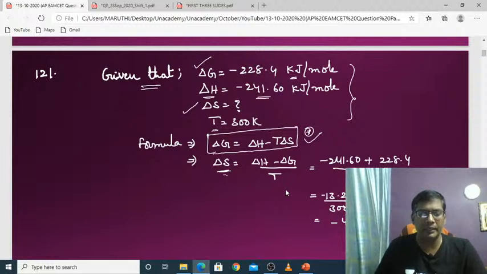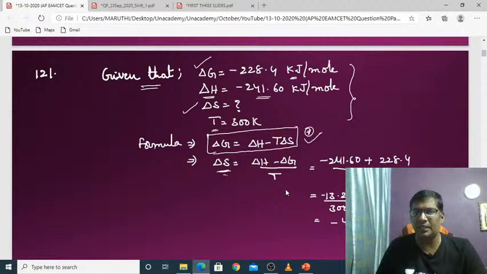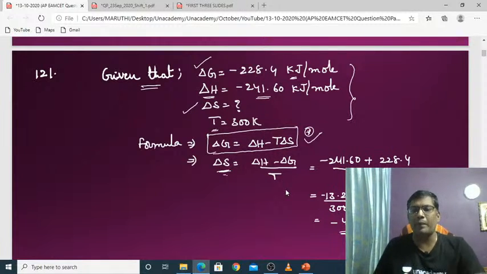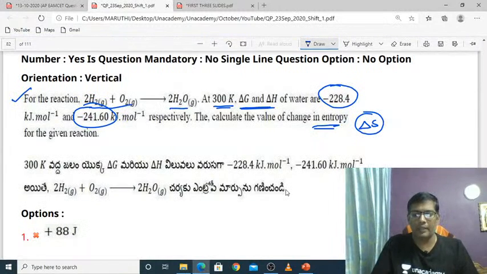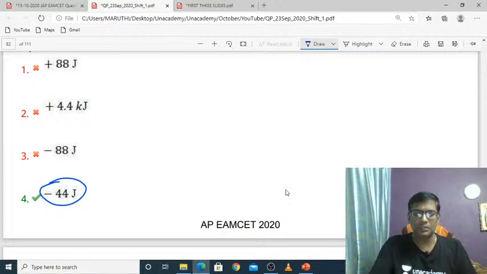If you substitute all the delta H and delta G values and T in it, you will get the value of minus 0.044 kilojoules per mole, but if you convert kilojoules to joules, you will get minus 44 joules per mole. So the answer is minus 44 joules. That's all.